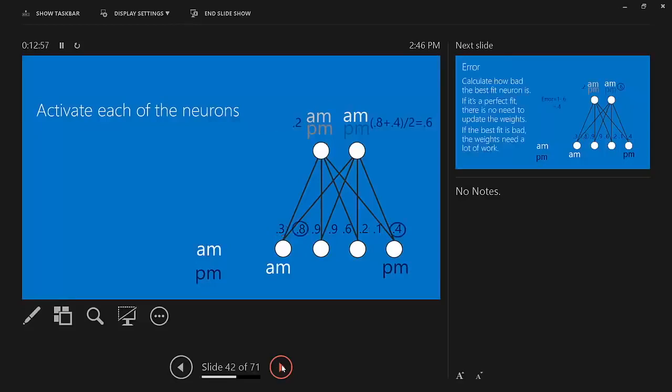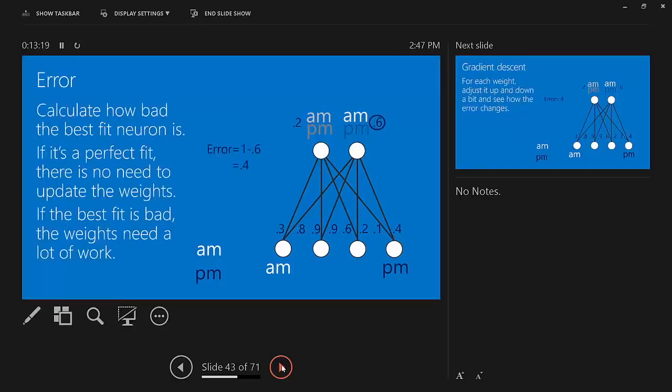Similarly, we can take the weight between this input and that output, 0.8 and 0.4. The average of those is 0.6. The output neuron on the right has a higher activity. That's the one we care about. We ignore all the others. If there's a million others, we ignore the rest and focus on this one for this time step.